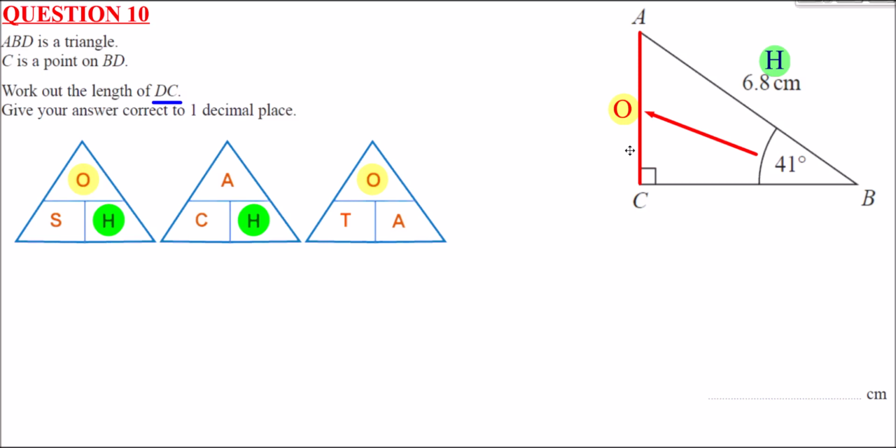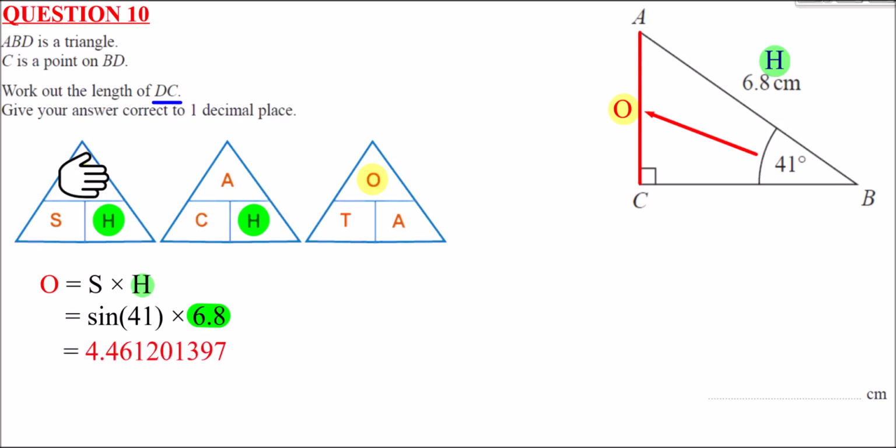So we want to work out the opposite, therefore we cover up the O and what remains tells us what to do. So if I cover up the O, I have S next to H. Two things immediately next to each other in algebra means one multiplied by the other. So to work out the opposite side, we're going to do sin times H. S stands for sin of the angle, so it's going to be sin 41 multiplied by 6.8. If you try this, you should get 4.4612 and so on and so on.